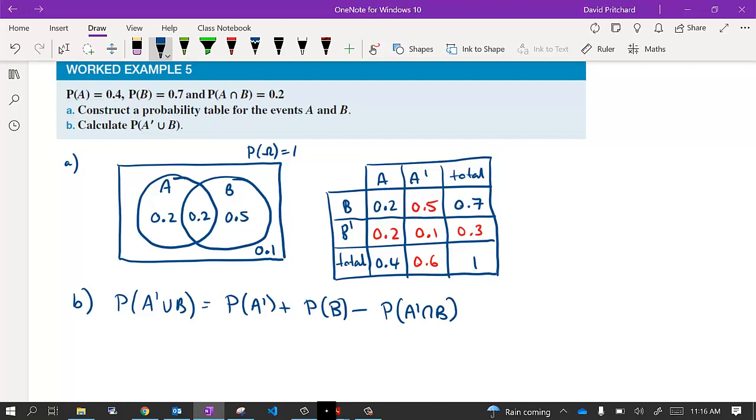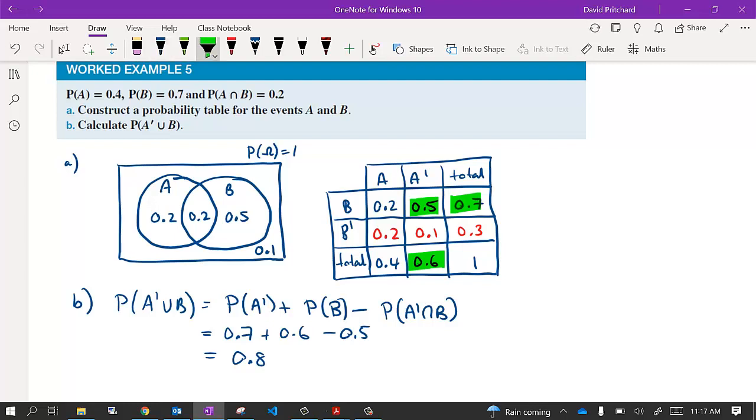This now all becomes quite familiar. Probability of not A is 0.6, probability of B is 0.7, and the probability of not A and B, which is only B, is 0.5. So that means I've got 0.7 plus 0.6, take away 0.5, and we end up with 0.8. So the probability of not A or B, or the union of not A and B, is 0.8.